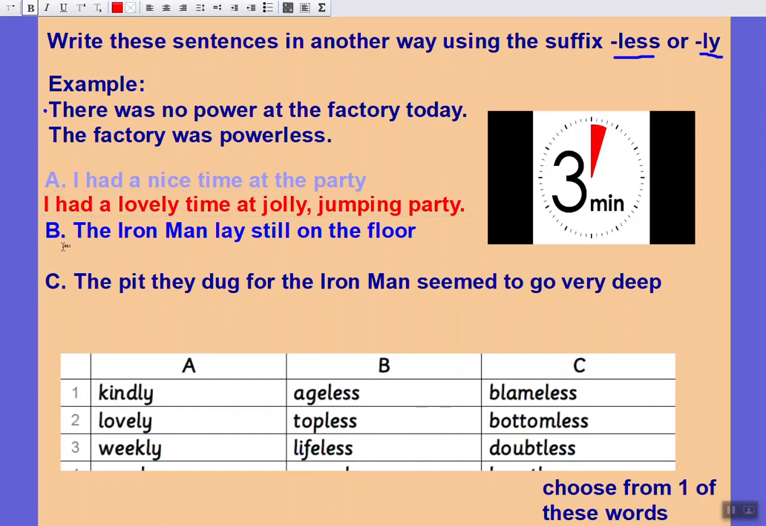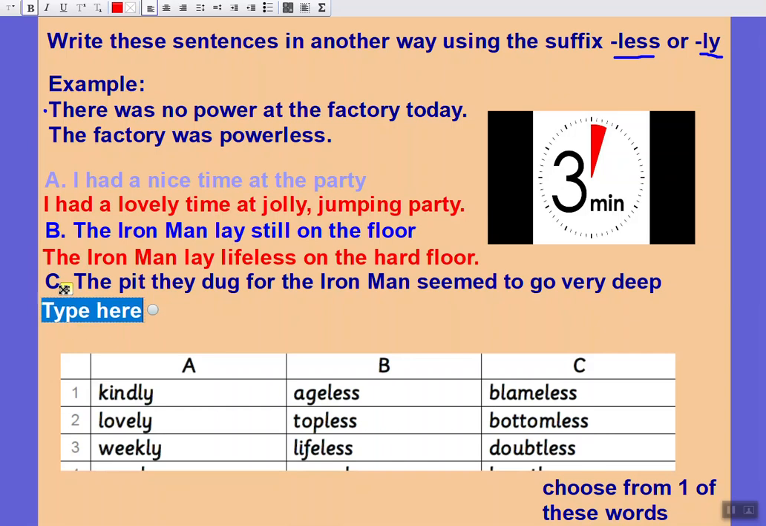Okay, for group B, the Iron Man lay still on the floor. So to make that a more powerful sentence, I would change it to the Iron Man lay lifeless. Okay, so we've not removed any letters from here. Lay lifeless on the, I'm going to say, hard floor. So I've added an adjective in there as well.